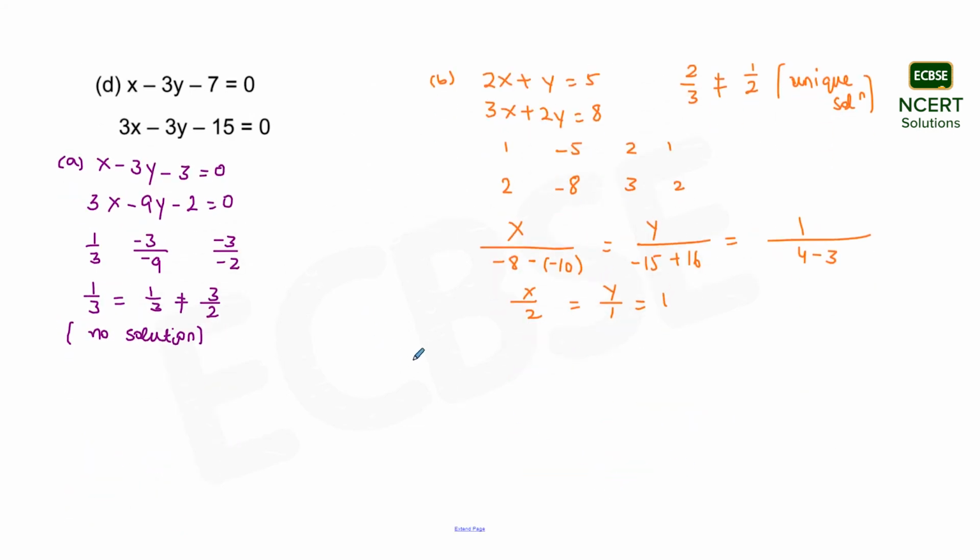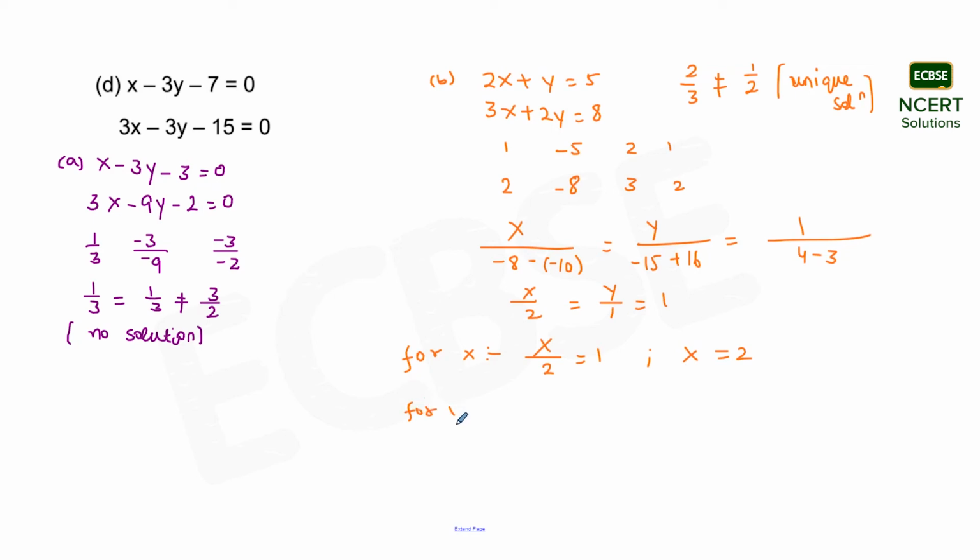And as we know, for having the value for the variable x, we need to equate x by 2 with the third ratio, that is 1. So equating the first ratio x by 2 with the constant term, here x comes out to be equal to 2. Means we have obtained the value for the variable x.